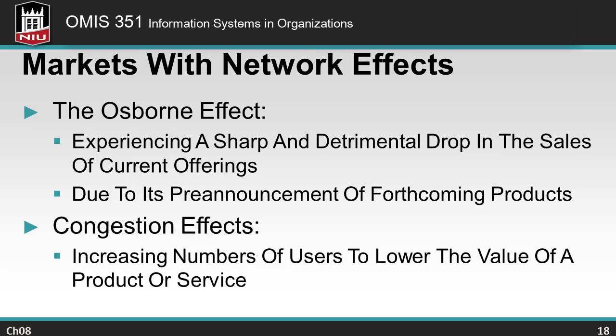Another issue can occur when the popularity of a product or service floods the market and may cause issues. These congestion effects can lower the value of a product or service. If a popular new product is announced, the infrastructure to support it may not have enough bandwidth to support the sudden demand. For example, the initial rollout of the Affordable Care Act overloaded the websites supporting the new process.